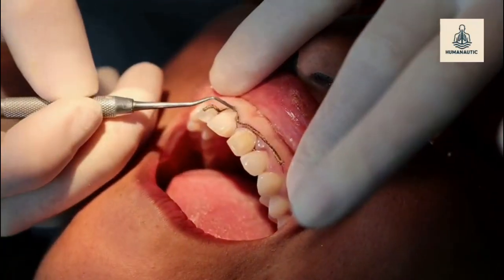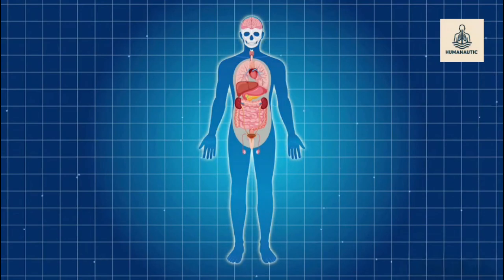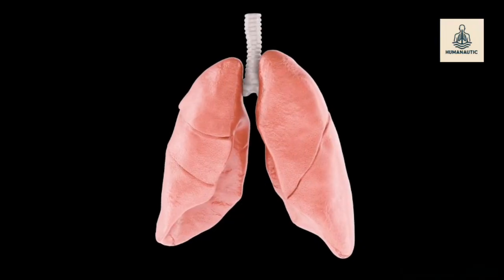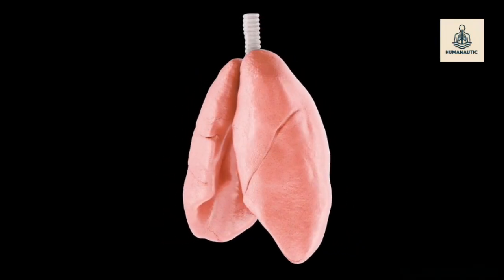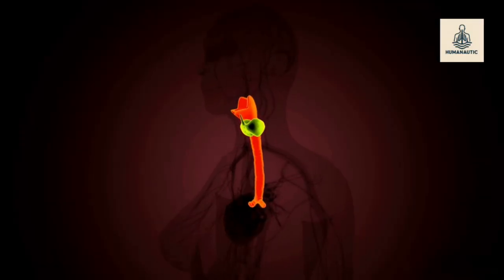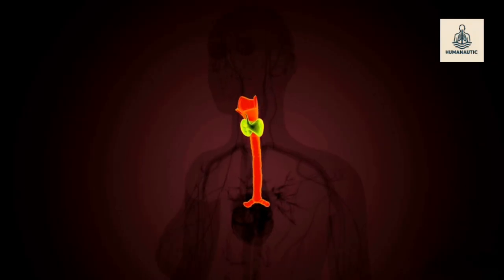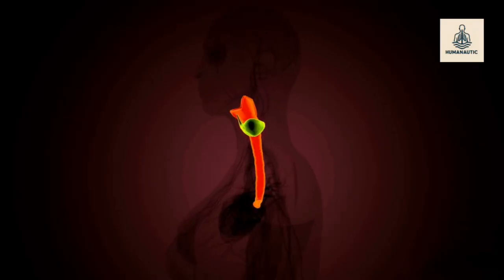Step 3. Exposure of the trachea. Once the muscles are retracted, the trachea becomes visible. The thyroid isthmus, which lies over the trachea, may be retracted upward or divided and ligated to expose the tracheal rings clearly.